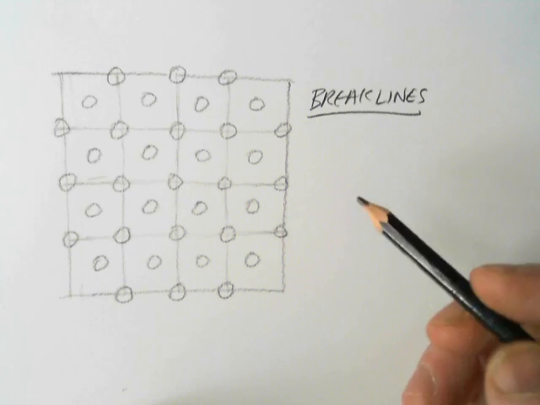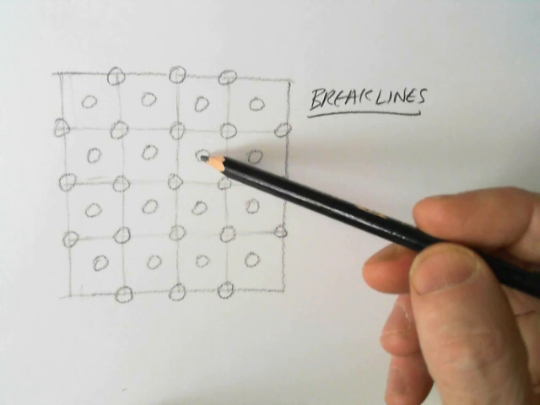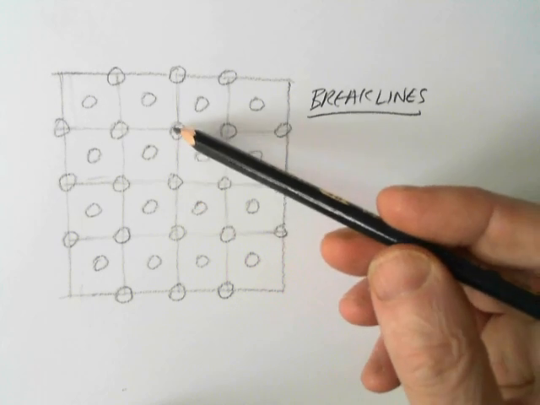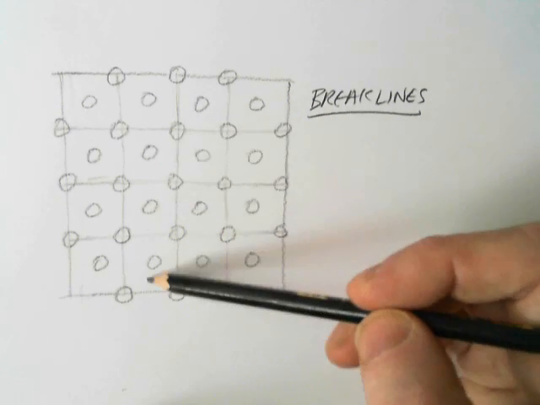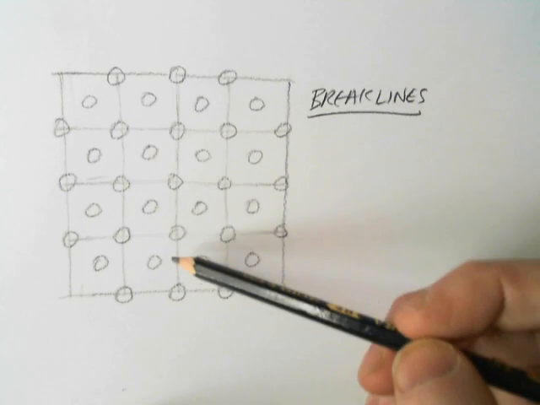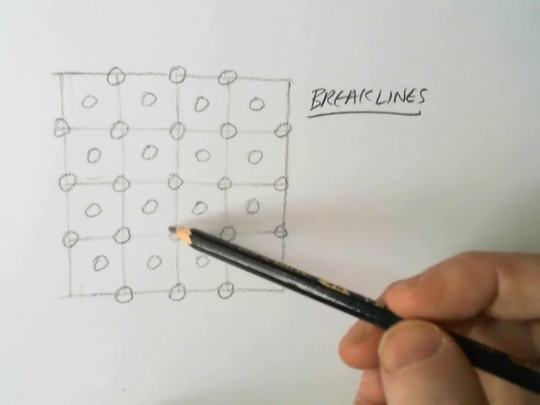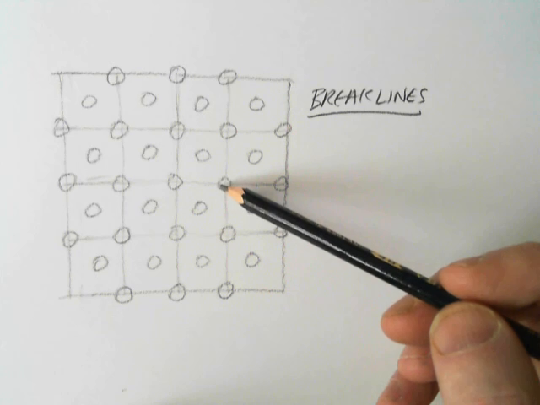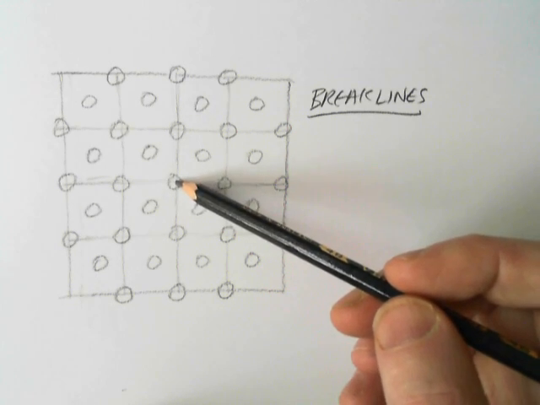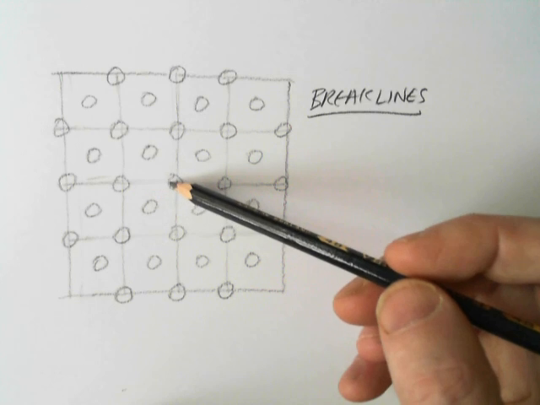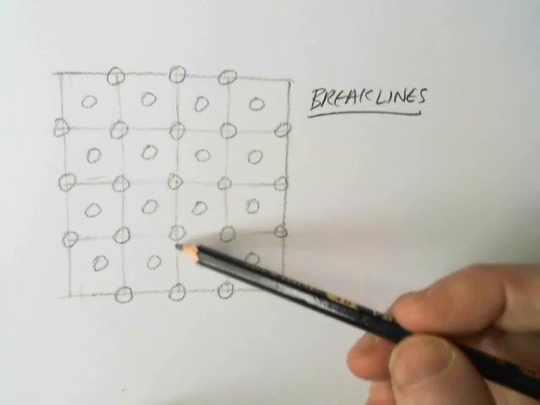And the rule of the break line is a break line can connect any of the circles, but if you do crossed break lines, say we want to do a cross in the middle there for instance, it must cross on a circle. It can't be like that. Okay, it's got to cross on the circle.